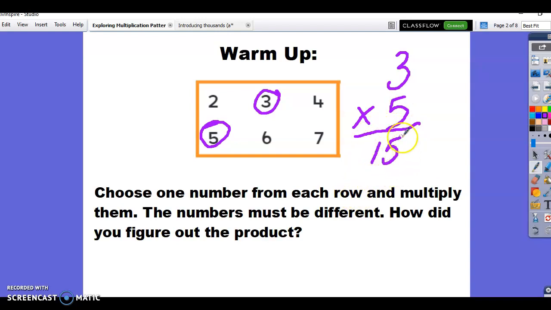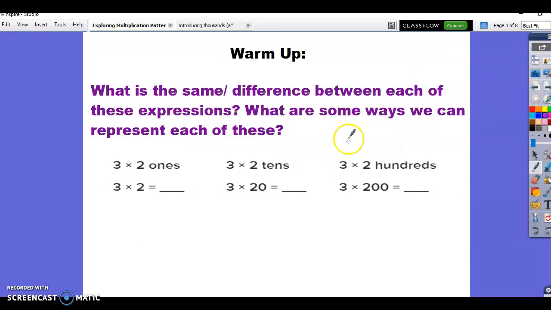So you're thinking about those first. The first step is that you have to remember all of your multiplication equations and skip counting for each of your basic multiplication numbers all the way through your 12s. And then today, what we're going to be doing is this next part. What is the same and what is different between these expressions, and what are some ways that we can represent each one of these?